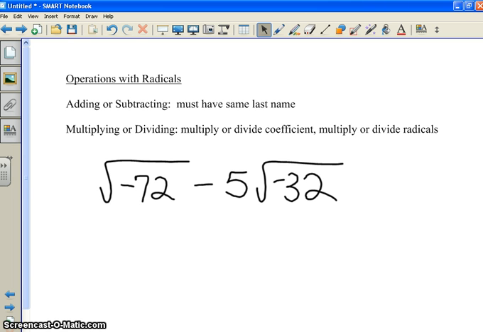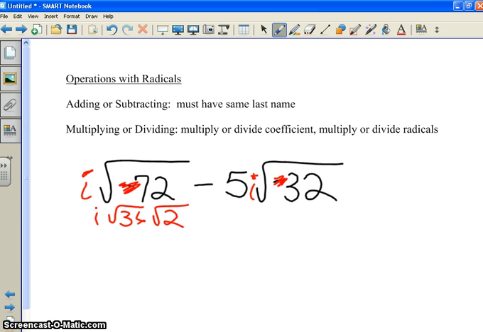So this problem here, these two radicals want to be subtracted, so we are going to need to get them to have the same last name by attacking with some of the perfects. Now my first job here is going to be to pound out these negatives and turn them into imaginary numbers. Now the perfects are going to come along. The biggest perfect square that's going to attack 72 is 36, and 36 goes into 72 twice.